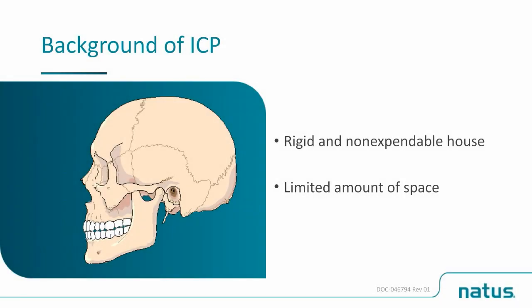So let's go over a little bit of background before we dive right into waveforms. Why do we worry so much about intracranial pressure, and why is it something that we watch so closely in our patients? It's because our brain lives inside this box, the cranium, which is essentially non-expandable and has a finite amount of space inside of it.